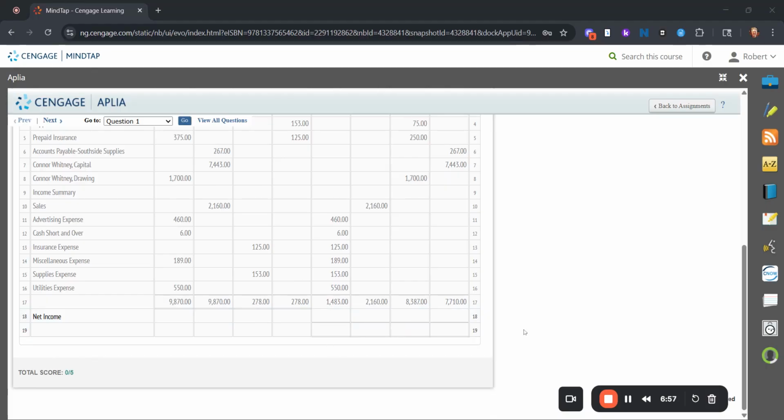So we're going to do 2160. This is the sales, the money that came in from sales, 2160. And we're going to subtract all of the expenses. So income minus expenses equals the net profit. So our net income is $677. So that's how much the business made in profit.